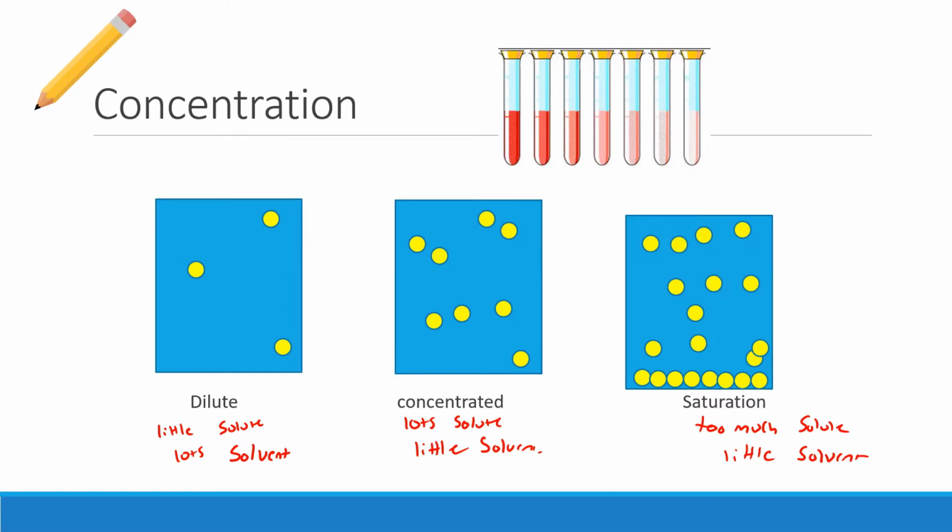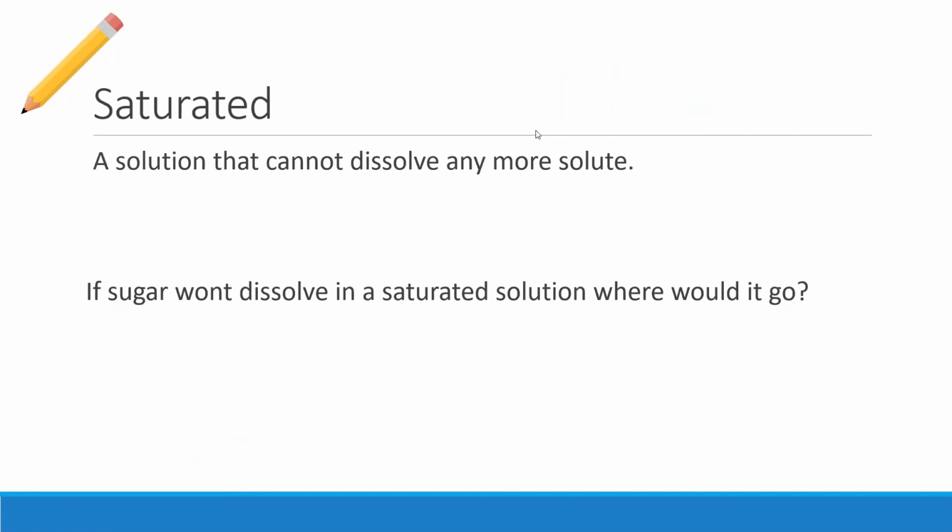So now what we're going to do is talk about this saturated. Now I think I've already given you guys the slide. But if you haven't, I want you guys to write down saturated, a solution that cannot dissolve any more solute, and then I want you to answer this question below. If sugar won't dissolve in a saturated solution, where would it go? Where would the sugar go if I was adding it to water? So work on this one. I want you guys to say, where would the sugar go if you kept adding it to water?